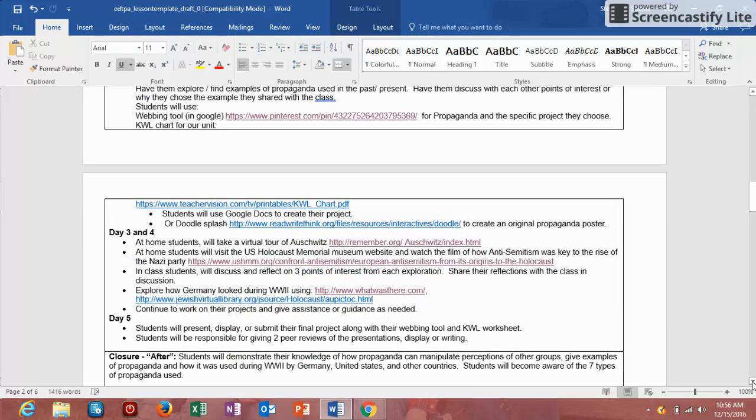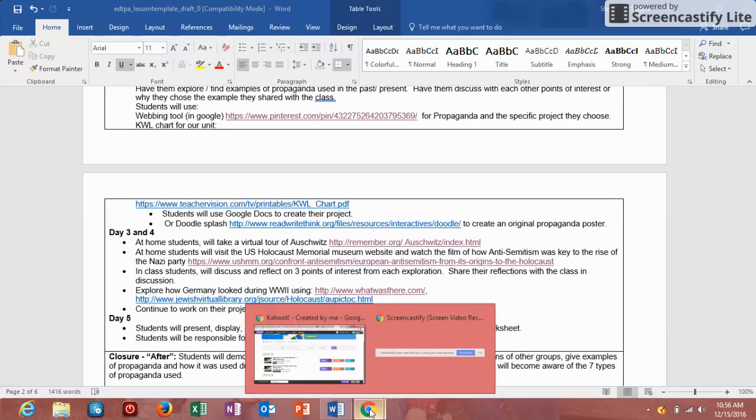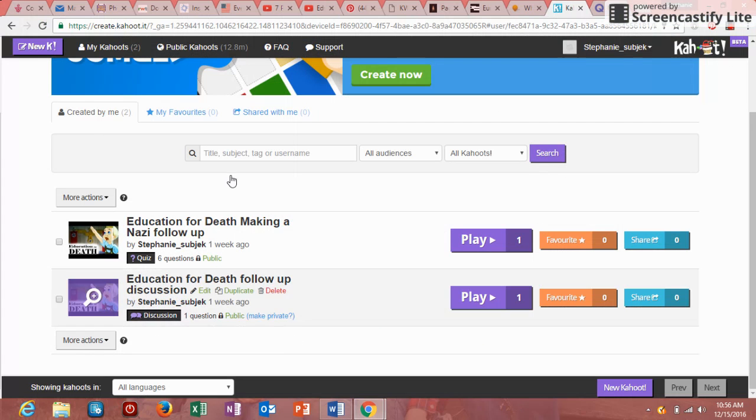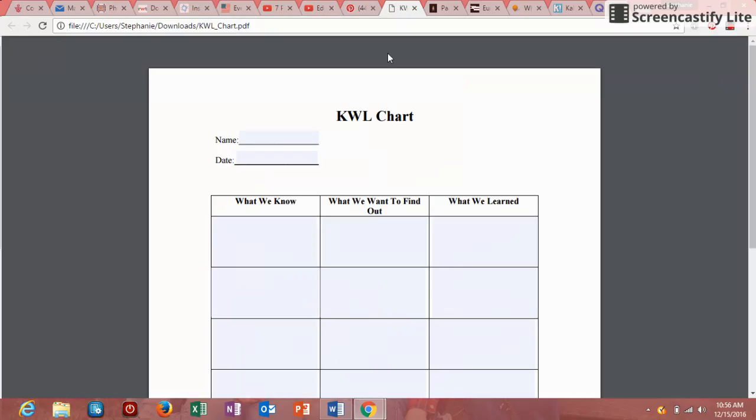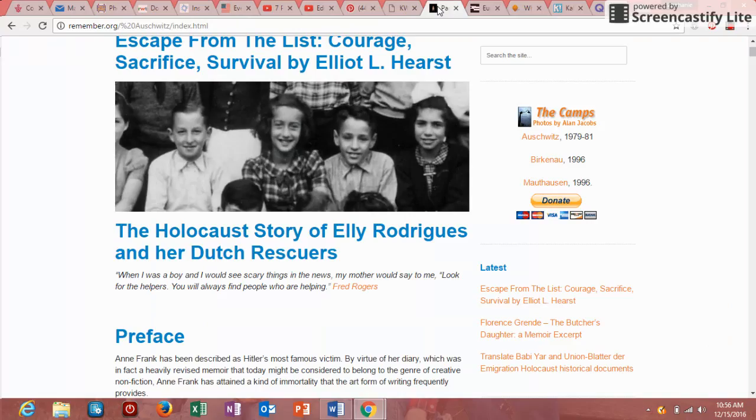I am also going to have them do some writing as far as what they know, with a main idea of propaganda and different details about it so that they can organize their thoughts. I also will be supplying them with the KWL chart: what we know, what we want to find out, and what we learned. They're also going to explore a couple of websites.